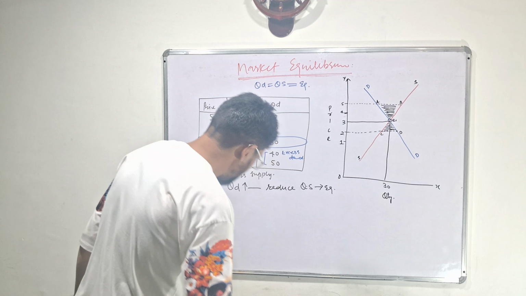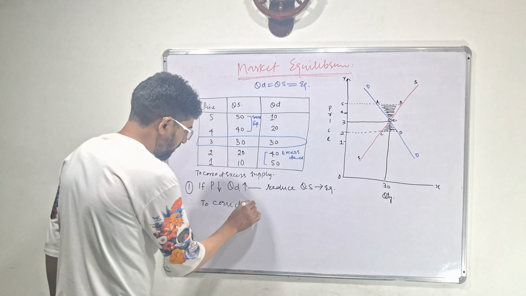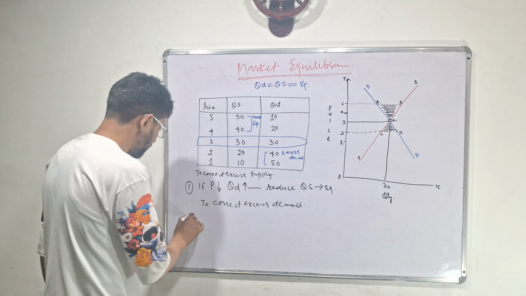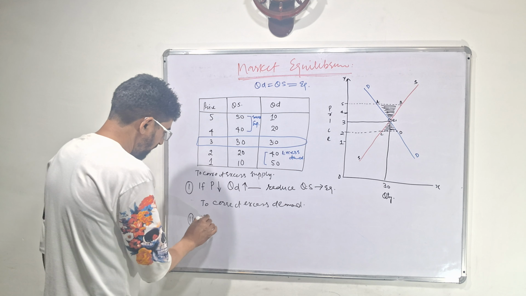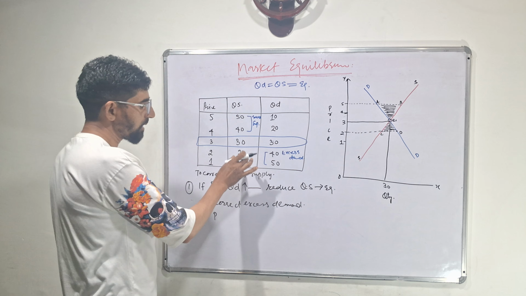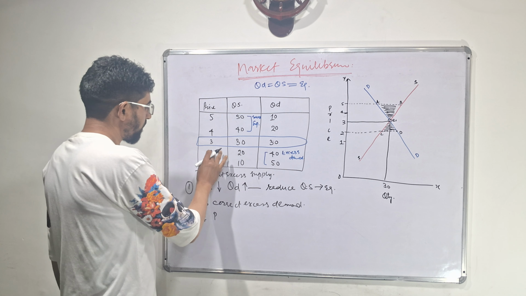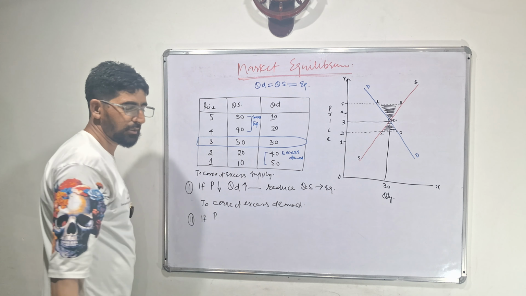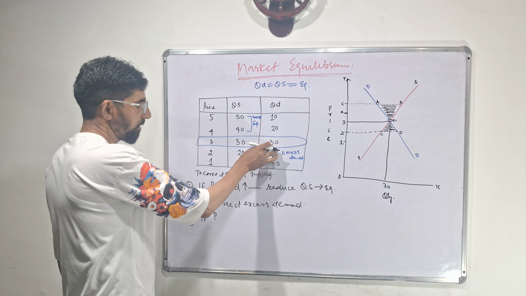First, I will write, to correct excess demand, what we have to do? Second condition, if price increases 10 to 20, as price and quantity supply have a positive relationship. Price will increase 1 to 2, quantity supply will increase 10 to 20. When quantity supply increases, this will decline quantity demanded. Quantity demand will continually decline, and we will reach the equilibrium point.